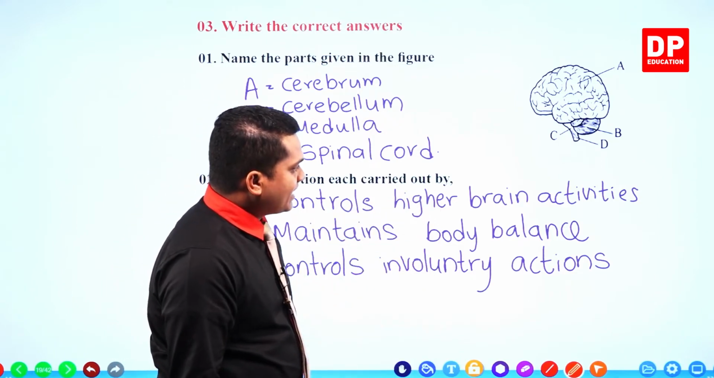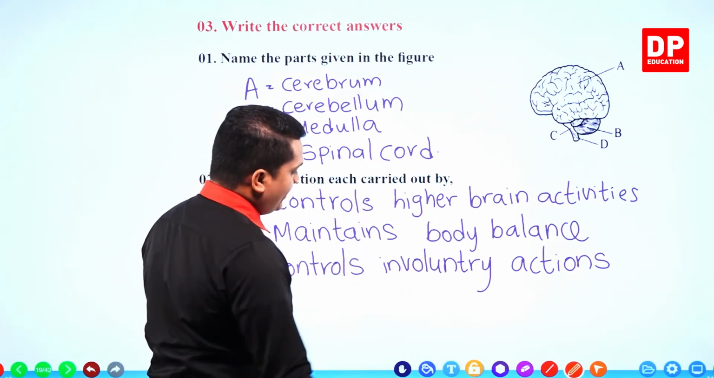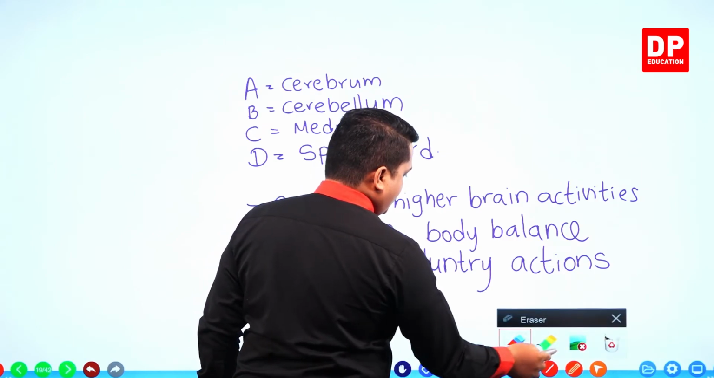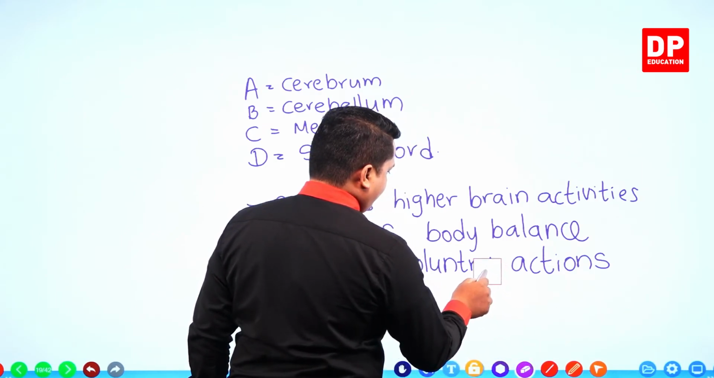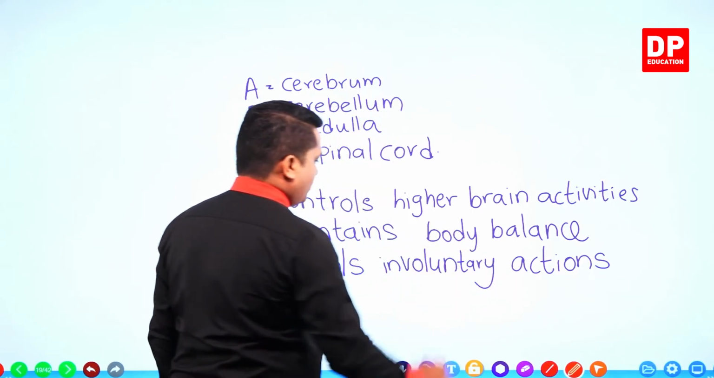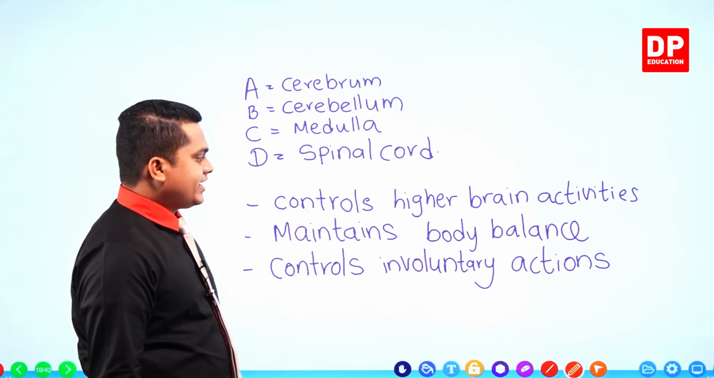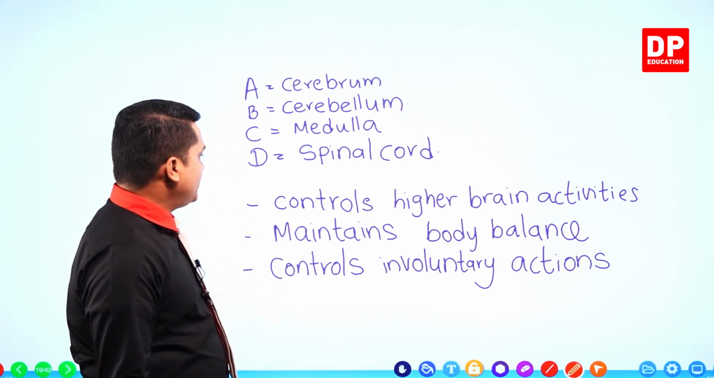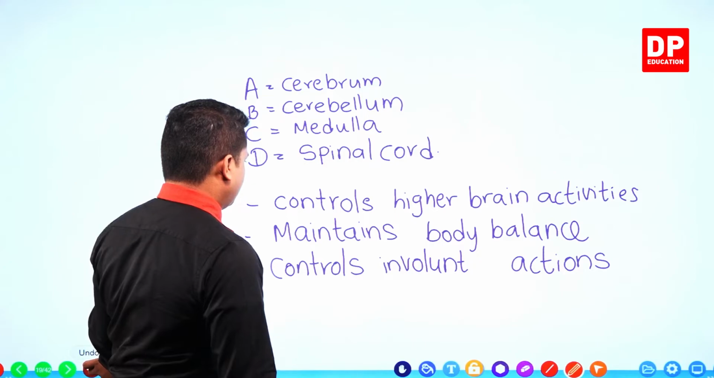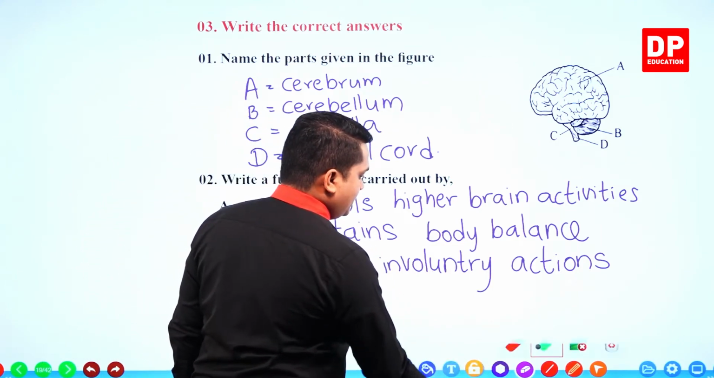A controls higher brain activities. B maintains body balance. C controls involuntary actions. Right. So these are the functions carried out by each of the parts labeled with A, B and C.